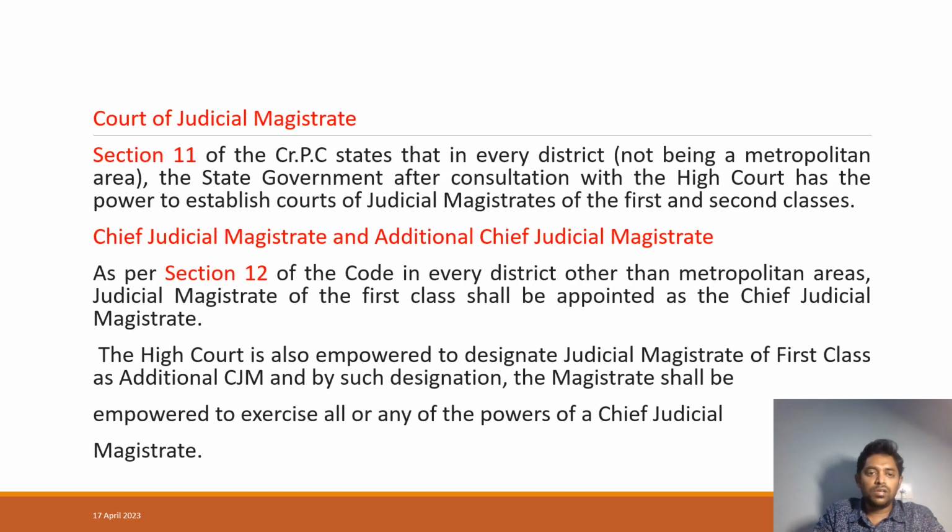Court of Judicial Magistrate. Section 11 of CRPC states that in every district not being a metropolitan, the state government, after consultation with the High Court, has the power to establish courts of judicial magistrates of the first and second classes. The Chief Judicial Magistrate and Additional Chief Judicial Magistrate. As per Section 12 of the Code, in every district other than metropolitan areas, a judicial magistrate of the first class shall be appointed as the Chief Judicial Magistrate. The High Court is also empowered to designate a judicial magistrate of first class as additional Chief Judicial Magistrate, and by such designation, the magistrate shall be empowered to exercise all or any of the powers of the Chief Judicial Magistrate.